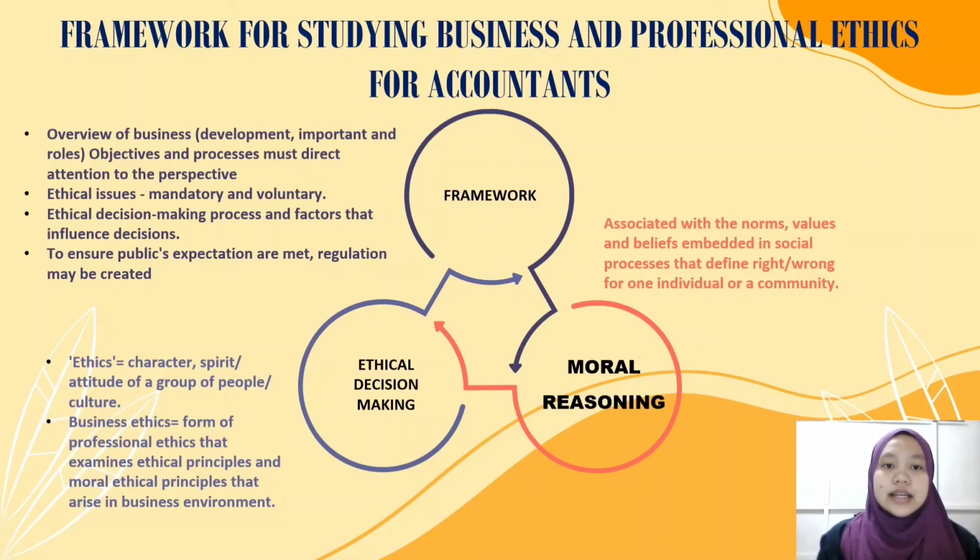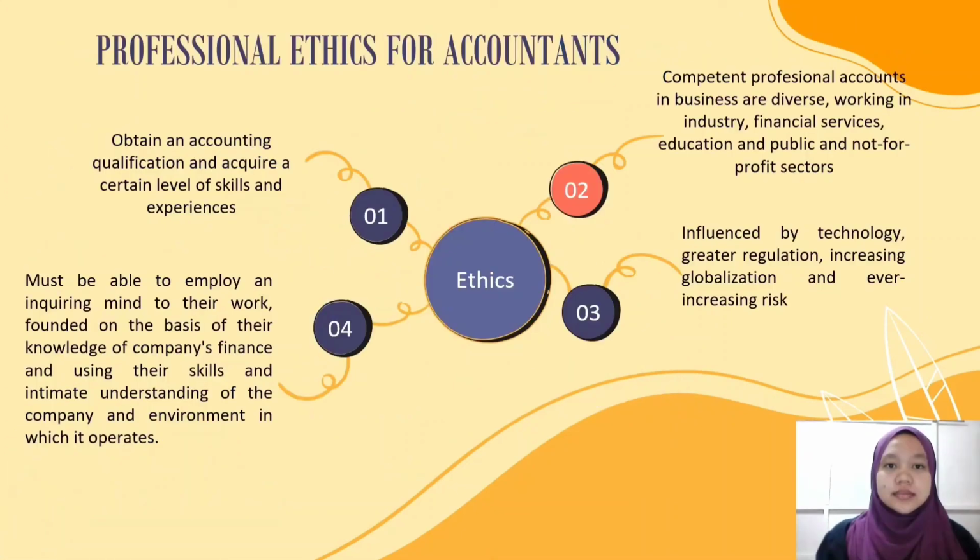So under the ethical decision making, we see the definition for ethic and business ethics. Ethics here means the character, spirit, or attitude of a group of people or culture, while business ethic is a form of professional ethic that examines ethical principles and moral ethical principles that arise in business environment. For moral reasoning, it is associated with the norms, values, and beliefs embedded in social processes that define right or wrong for one individual or a community.